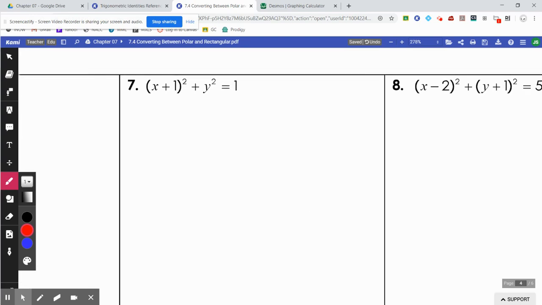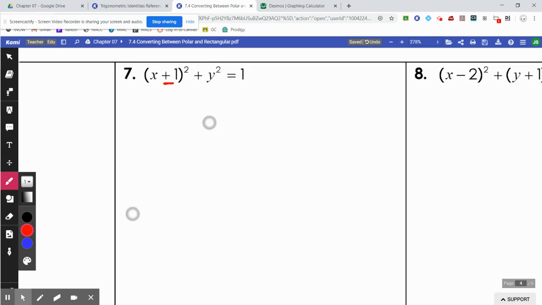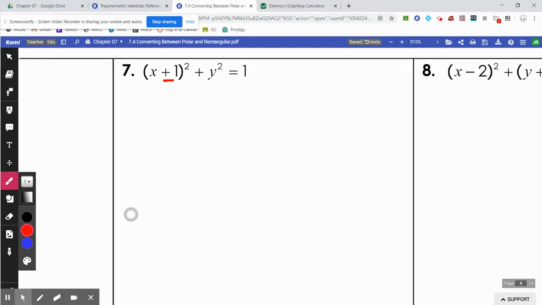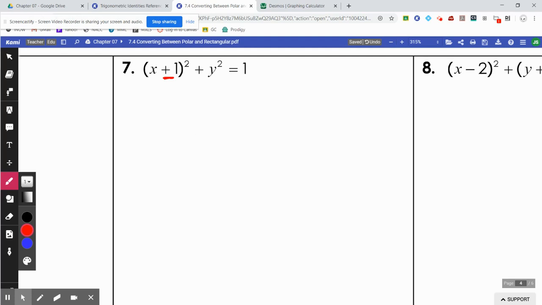Now, this is also a circle. However, this circle has been transformed. It's been moved left 1 unit. It has a center at -1, 0. So let's see how that changes our polar graph. Let's see what kind of transformation this would look like when we're dealing with a polar form.